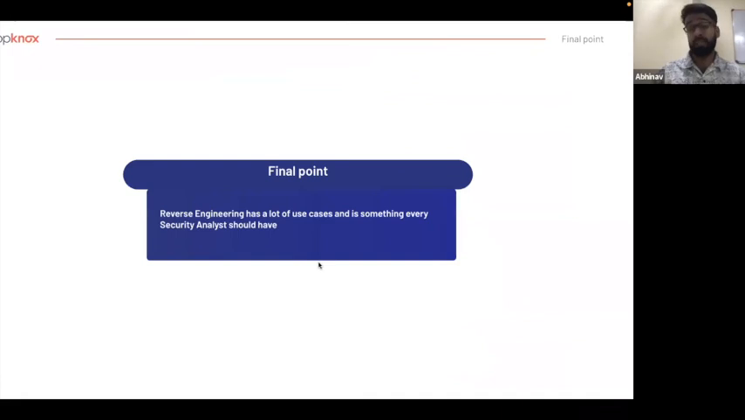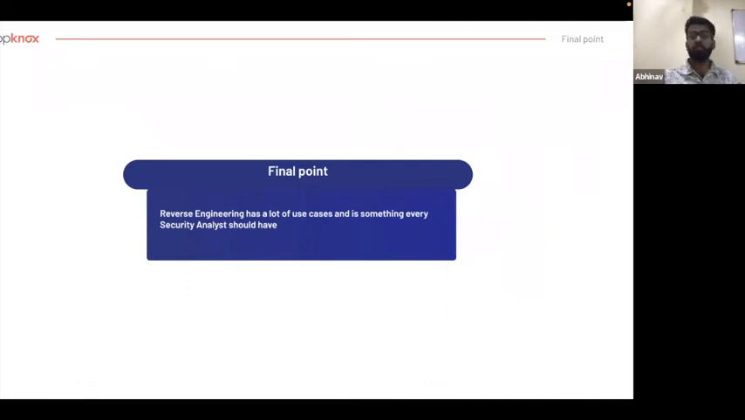All right. And we are at the final slide now. So as you guys can see, reverse engineering has a lot of different use cases. There are a lot of different ways to do it. There are some tools that can help you, but it is definitely something that every security researcher should be familiar with and should have in their arsenal. We at Appknox also, apart from the tools that I mentioned here, use a lot of other tools which I couldn't cover in this webinar.